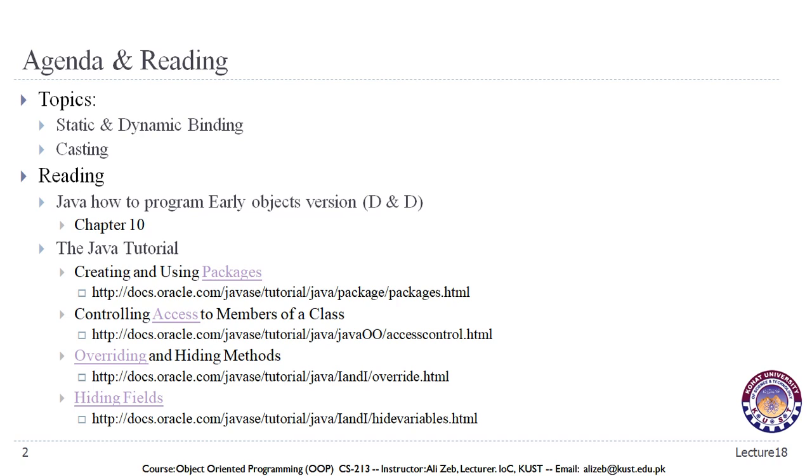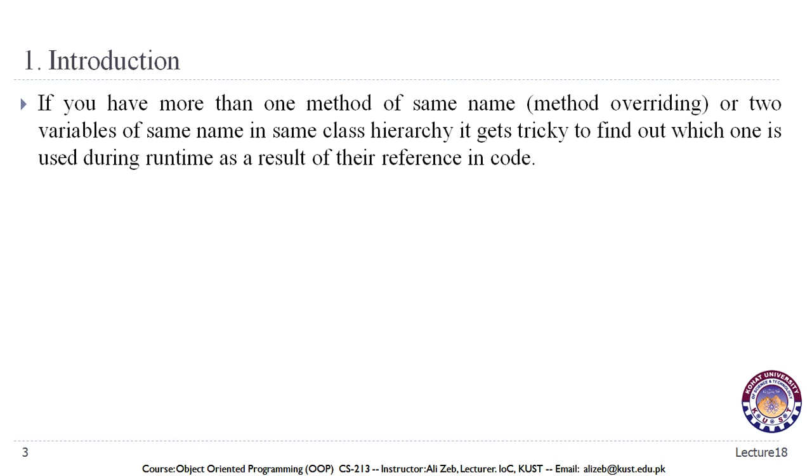Overriding and hiding methods and hiding fields might be discussed in this lecture as well. If you have more than one method of the same name, for example when we are using method overriding, or two variables of the same name in the same class hierarchy, for example in classes related by inheritance, it gets tricky to find out which one is used during runtime as a result of their reference in code.